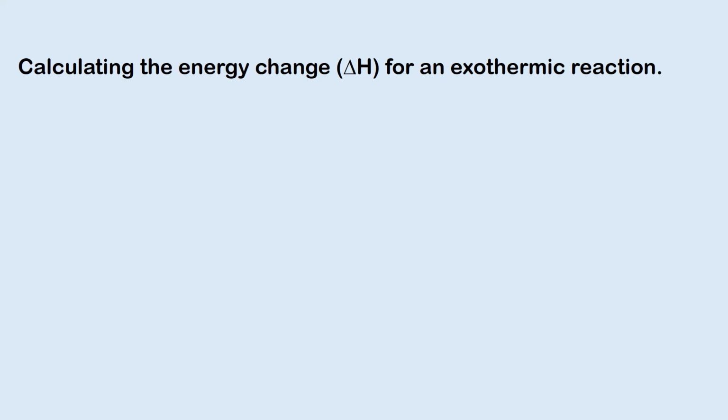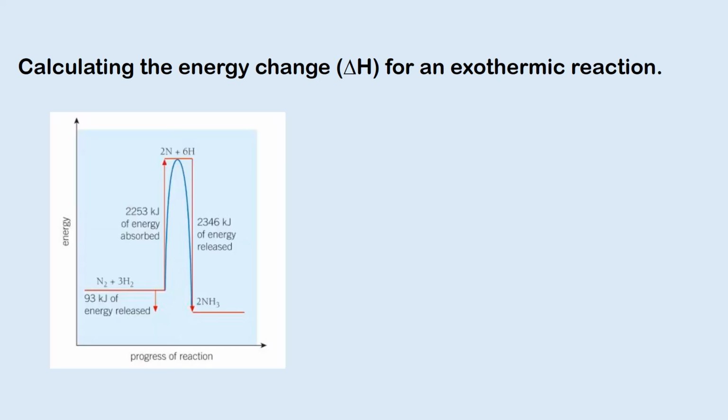So if we look at our exothermic reaction, this time between nitrogen and hydrogen, you give it some energy, bonds are broken, and you break all those bonds and get your nitrogen atoms and your hydrogen atoms, and then they come together and form your product, which is 2 molecules of NH3, which you might recognize as being something called ammonia.